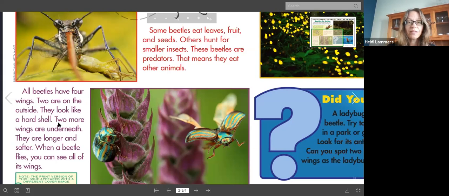You see me pointing to the answer to that question. Two are on the outside, right here, right there. They look like the hard shell of the beetle. Two more are usually hidden underneath. We can't see it here, but when they fly, you see they're longer. They do look softer.